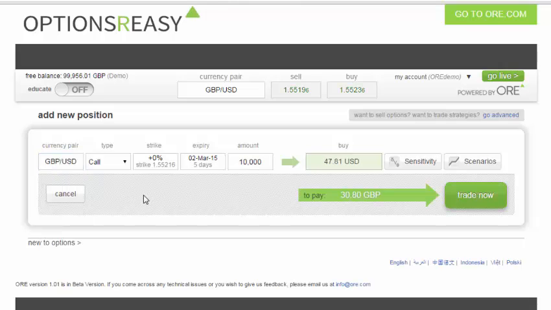The next box along is the option type. You would choose a call if you expect the market to rise, and a put if you expect the market to fall.